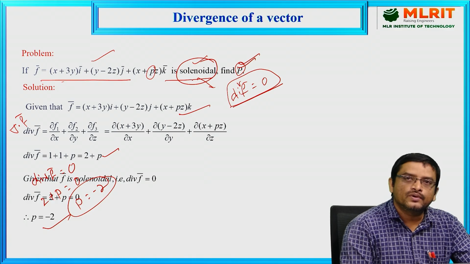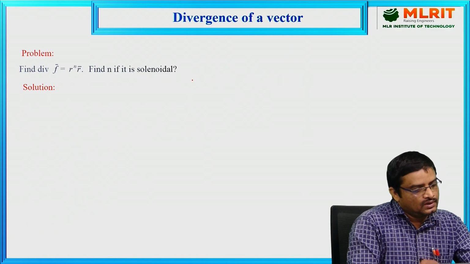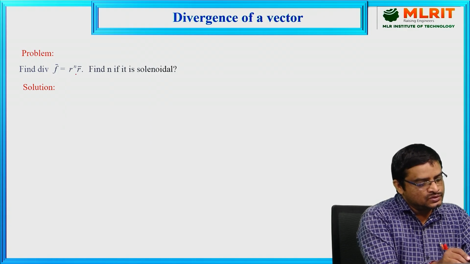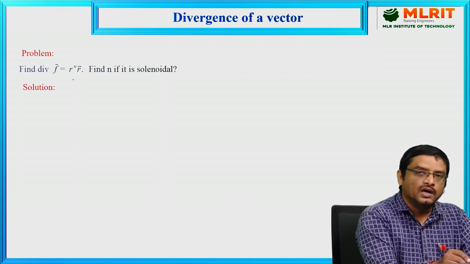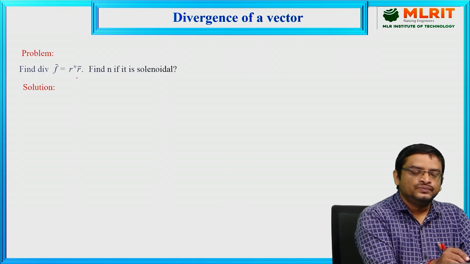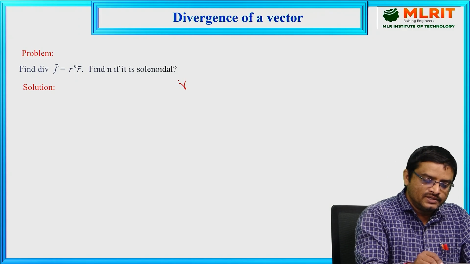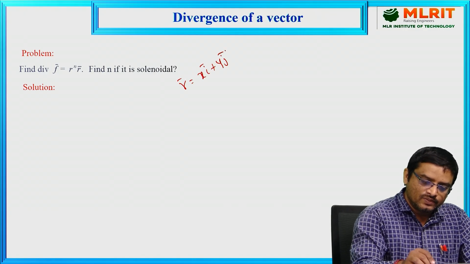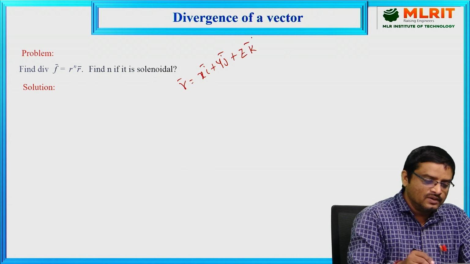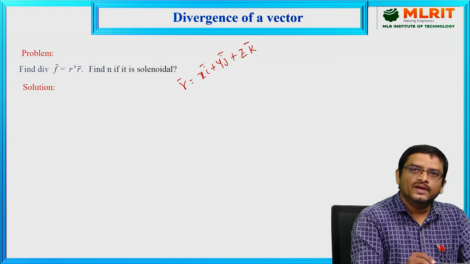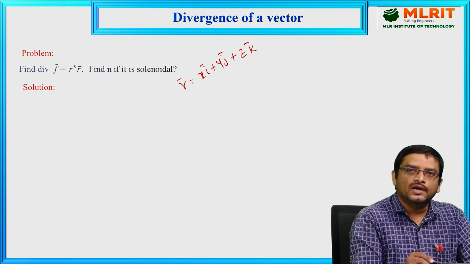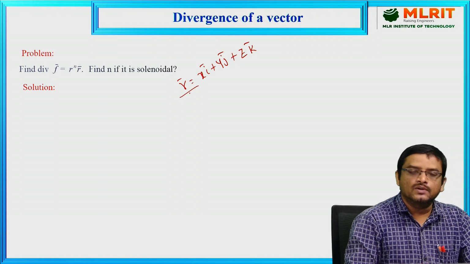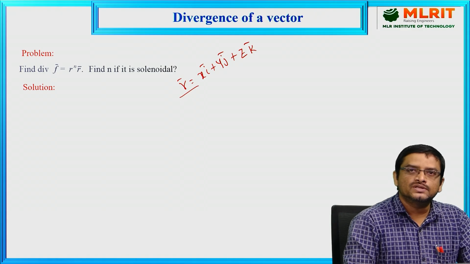This is also important. Now we'll take another problem here. f bar is equal to r power n into r bar. Now in this problem we'll see what r is and what r power n is. Here r bar is a vector, which is given by x i bar plus y j bar plus z k bar. In some problems they will give the r bar value, in some problems they will not mention r bar. Whether it is mentioned or not, you consider r bar equal to x i bar plus y j bar plus z k bar.